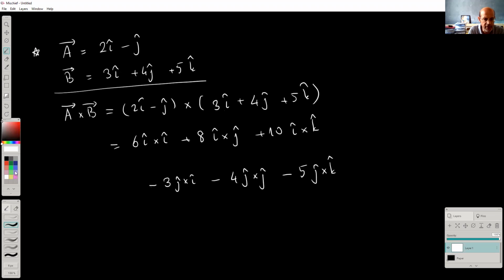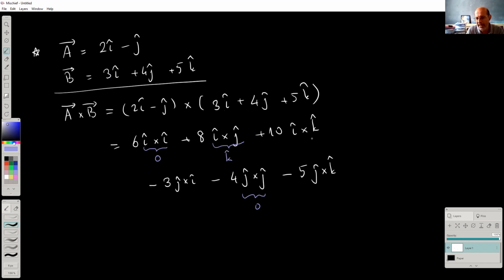I'm going to use a different color now. So let me use pink, for example. I just noticed that i cross i is equal to 0, and j cross j is equal to 0. So probably I didn't need to write this down because I knew that at the end, these would be 0. To determine the other ones, I know that i cross j is equal to either plus k or minus k. But this is the easiest one: ijk is in cyclic order, so the result is k.